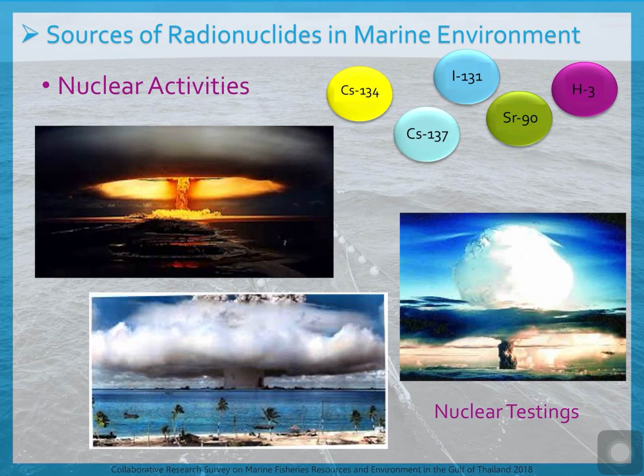The second source is from the nuclear activities. Here is the list of the artificial radionuclides produced from the nuclear activities, including cesium-134, cesium-137, iodine-131, strontium-90, tritium, and so on. When we talk about the nuclear activities, those activities include the nuclear testings, even though they occurred in the past, but some of the radionuclides still remain detected in the environment.